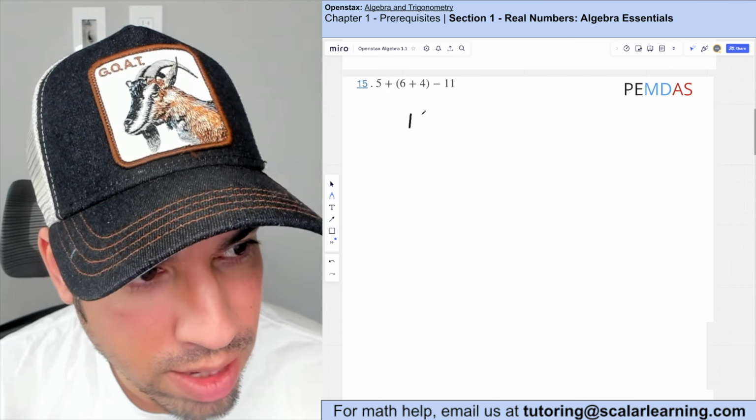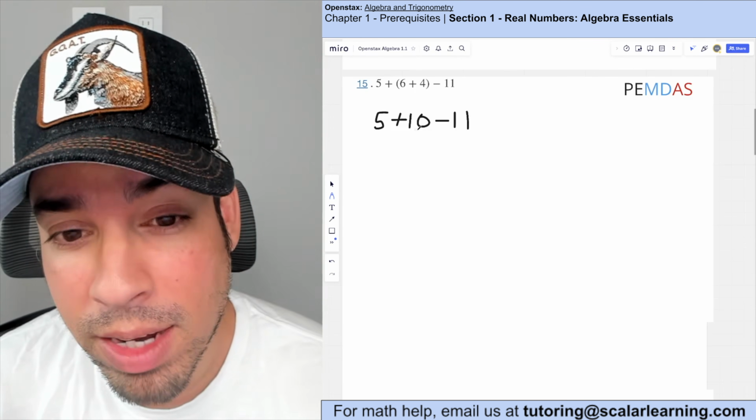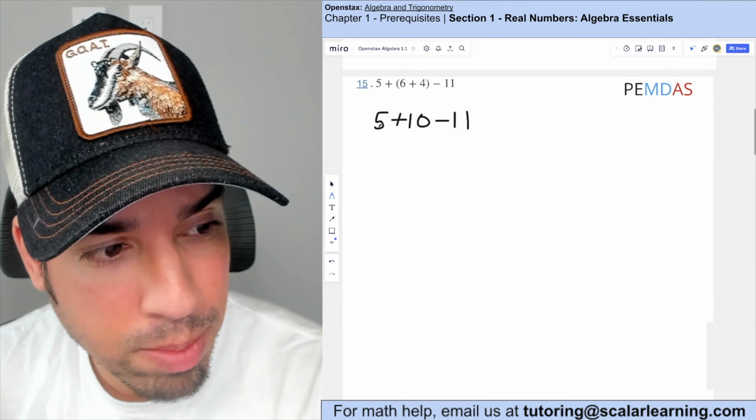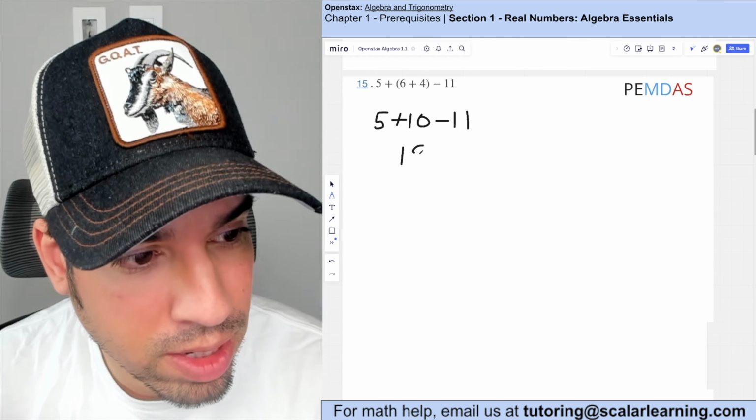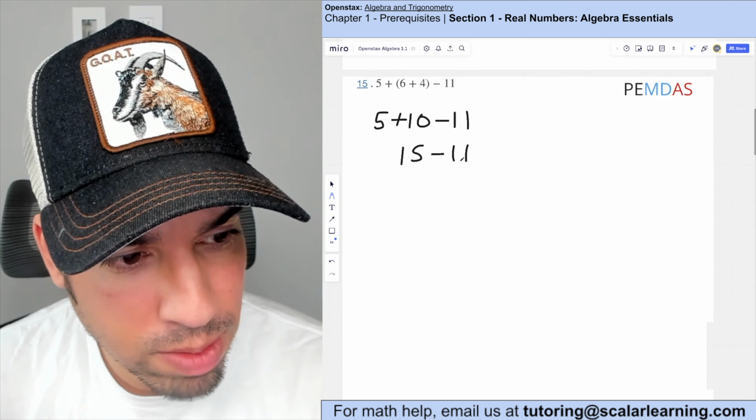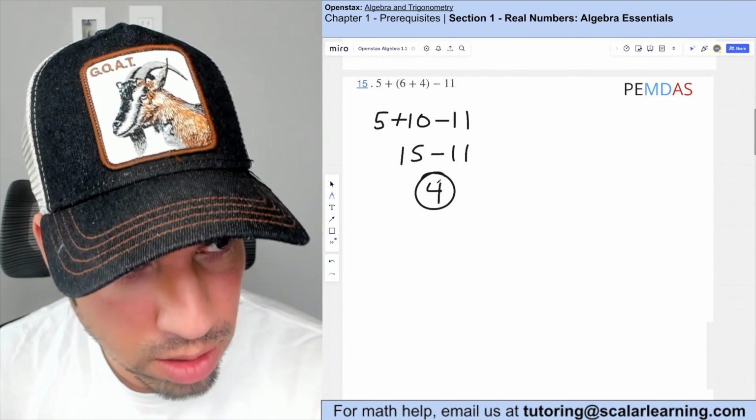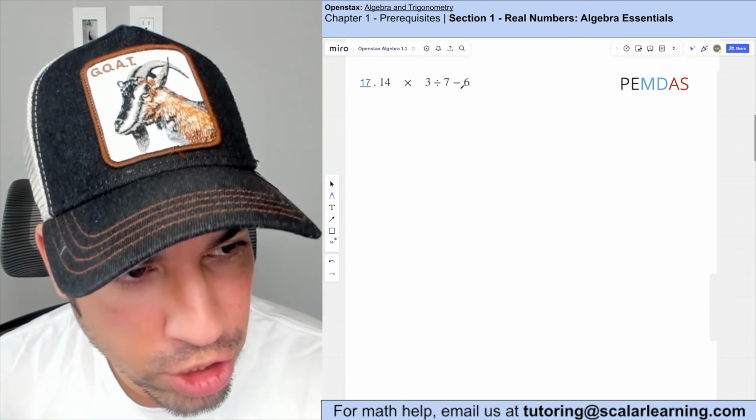Here we're going to do the parentheses first. 6 plus 4 is 10. Next, I'm going to go left to right because, again, addition and subtraction are on the same level. So 5 plus 10 is 15 minus 11. 15 minus 11 is 4. Boom, done.